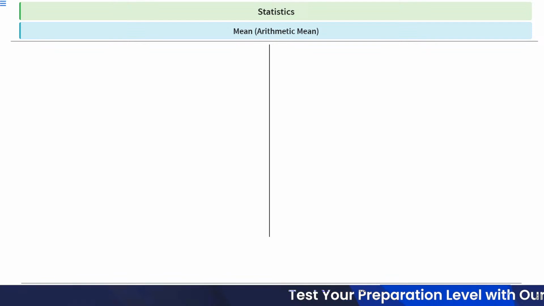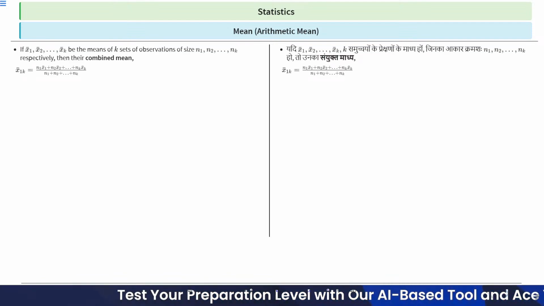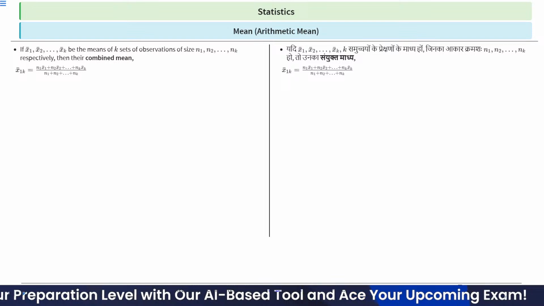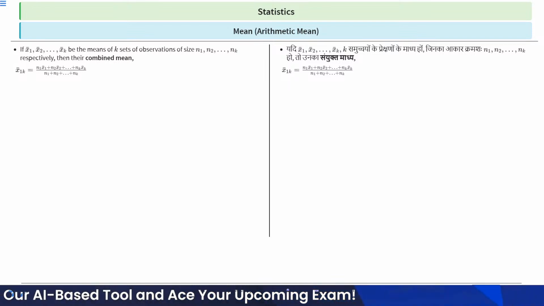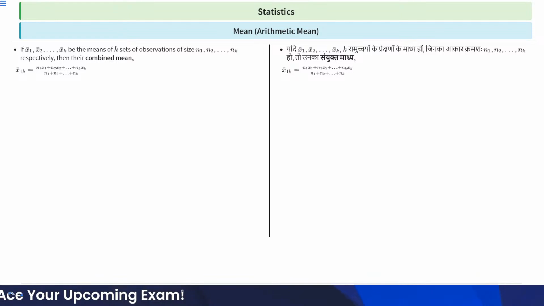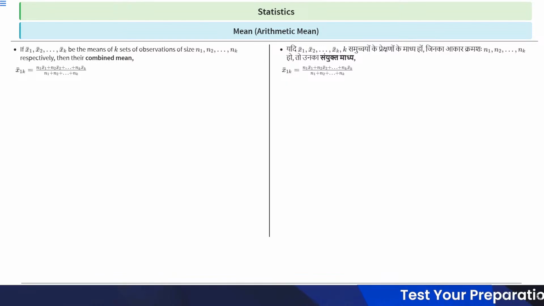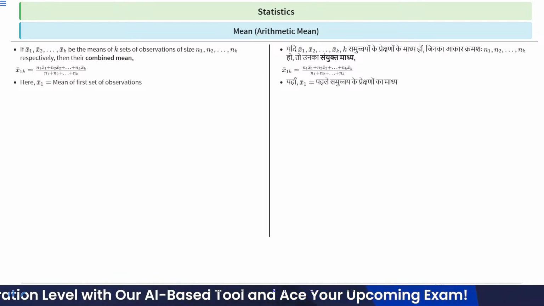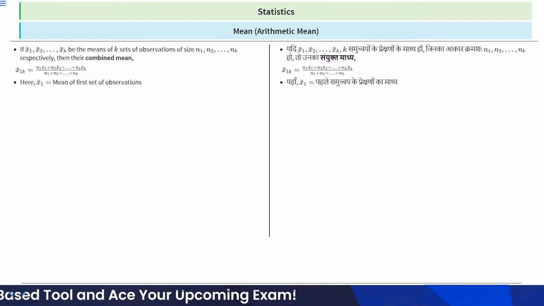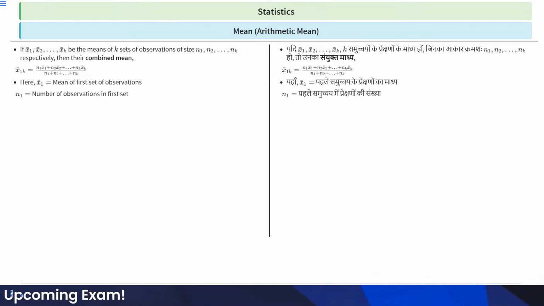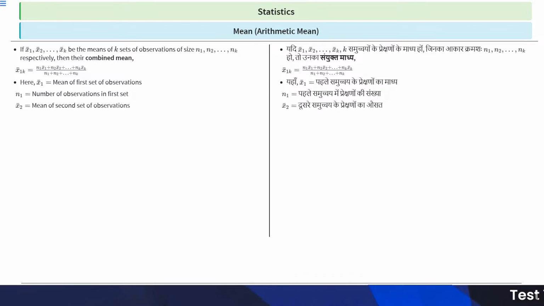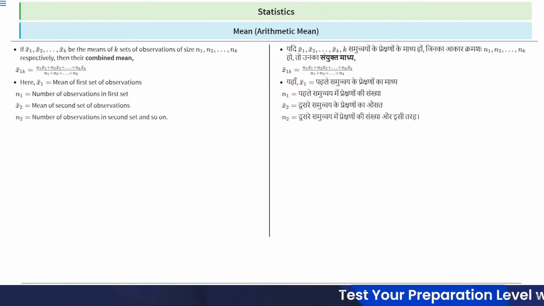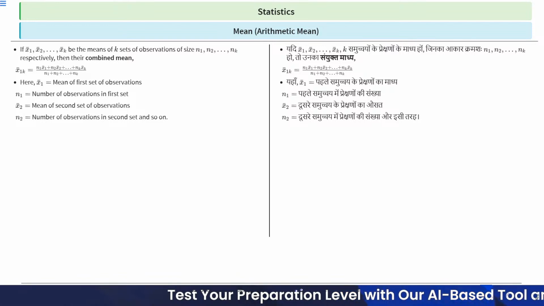Now, next, what is combined arithmetic mean? If x1 bar, x2 bar till xk bar be the mean of k sets of observations of size n1, n2, n3 till nk respectively, then their combined mean x bar 1k is equal to n1 x1 bar plus n2 x2 bar plus n3 x3 bar till nk xk bar upon n1 plus n2 plus n3 till nk, right? Here x1 bar is equal to mean of first set of observations, right? N1 is equal to number of observations in the first set. X2 bar is equal to mean of second set of observations. N2 is equal to number of observations in second set, and so on, right?